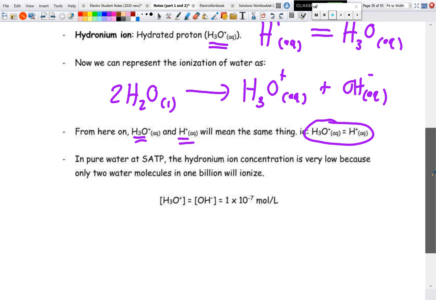Now, in pure water at SATP conditions, the hydronium ion concentration is very low because 2 water molecules in 1 billion will actually ionize. So the concentration of hydronium and hydroxide is the same in pure water because of this equation up here, and the concentration is 1 times 10 to the power -7 moles per liter. So we're dealing with a super small concentration here, and that's why pure water is only slightly conductive.